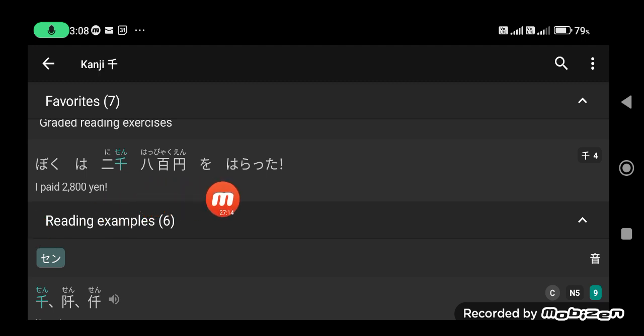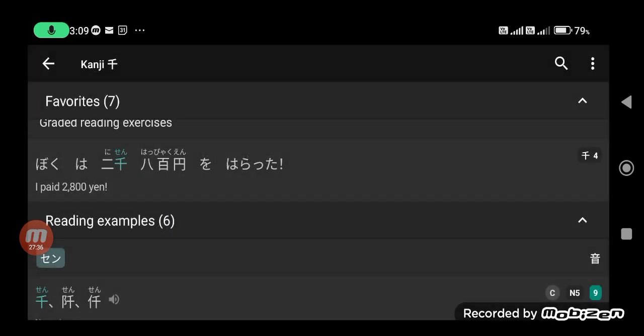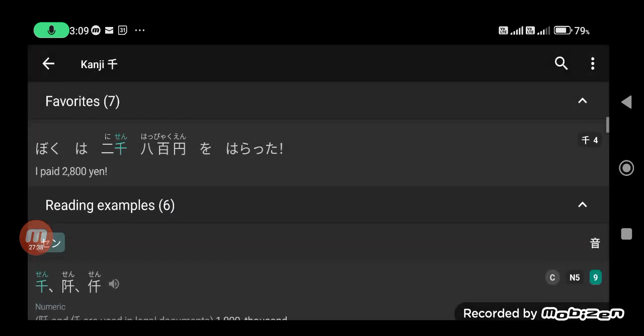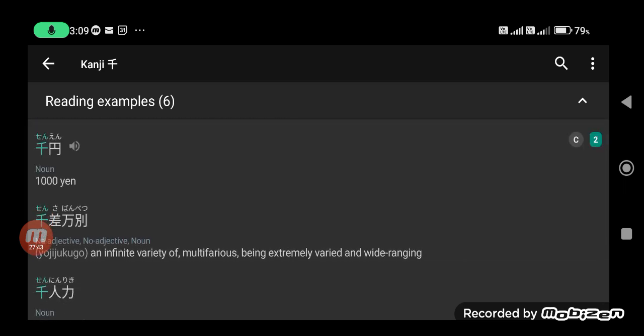So the direct object of haratta is this amount of money, 2,800 yen. 2,800 yen is the direct object for these transitive verbs. Haratta. 僕は2800円を払った. So again, for other vocabularies, just screenshot it, minasan. 1,000 yen.